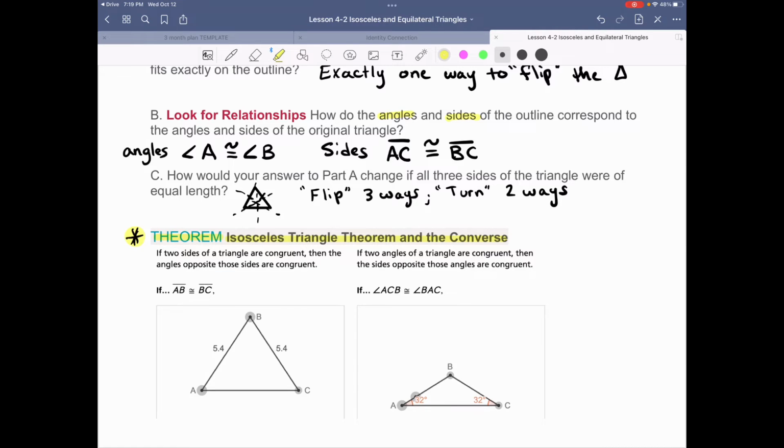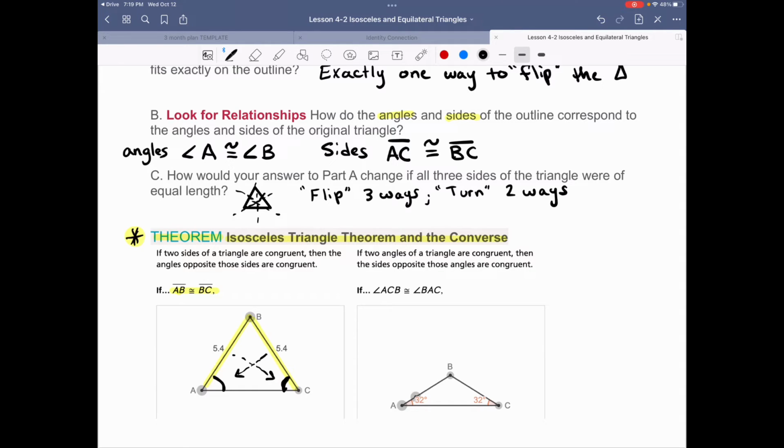If two sides of a triangle are congruent, then angles opposite those sides are congruent. Okay, so if these two sides are congruent, then the opposite angles are congruent. So the opposite angle would be over here, and that angle would measure this angle because that would be opposite of that side.